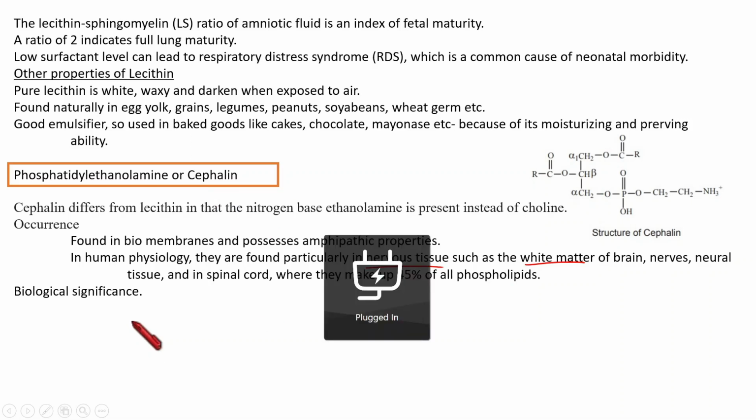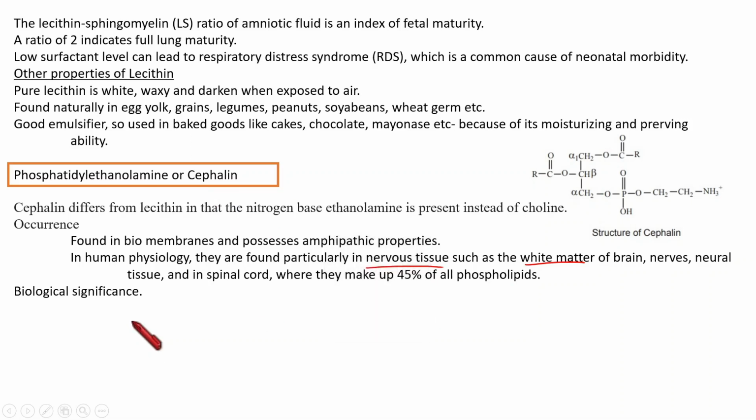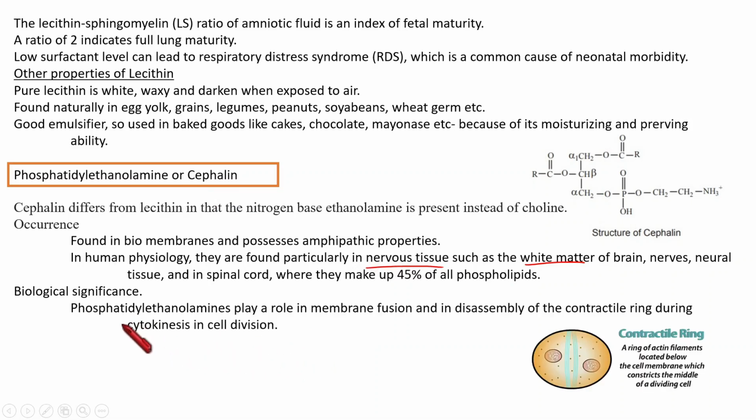Then what's the biological significance? Biological significance of the cephalin. Phosphatidyl ethanolamine or cephalin plays an important role in membrane fusion. Membrane fusion means what? Inside the cell, for secreting so many substances out, some vesicles are coming towards the plasma membrane and fusing. And it is one instance only. Likewise, in so many instances, this membrane fusion is required.